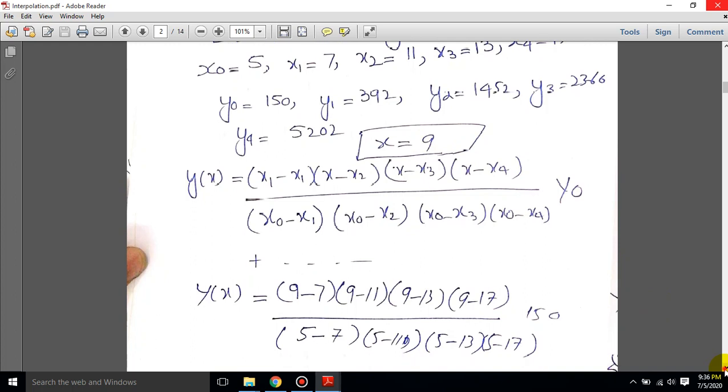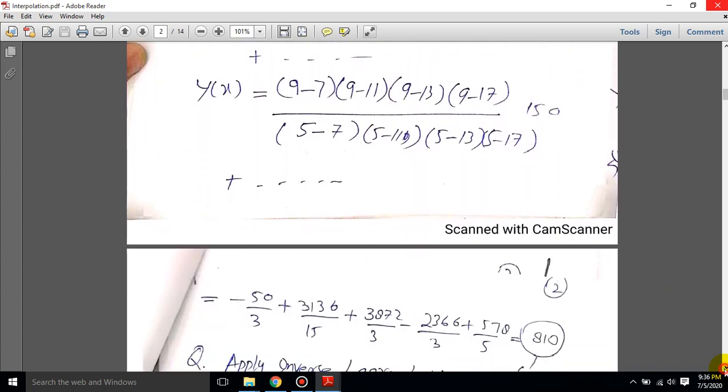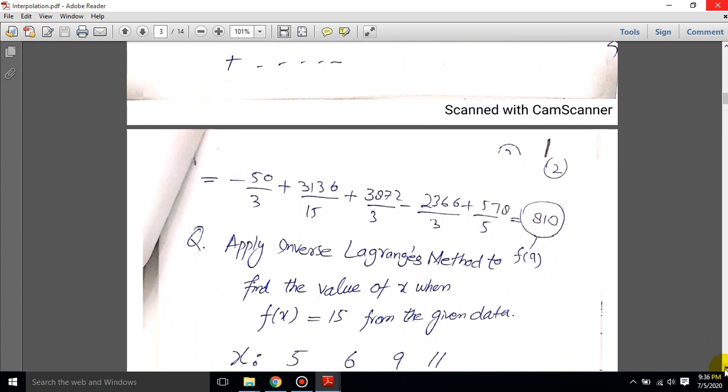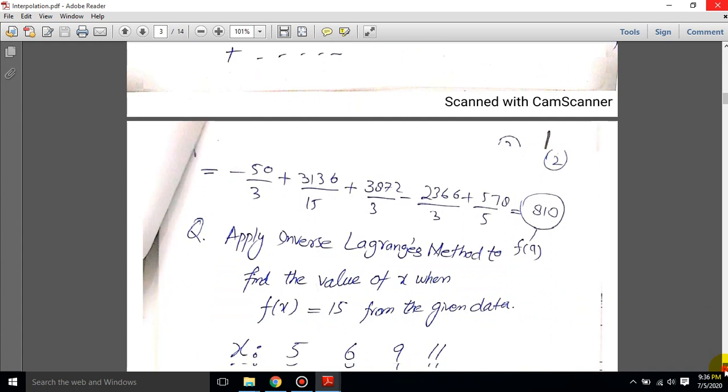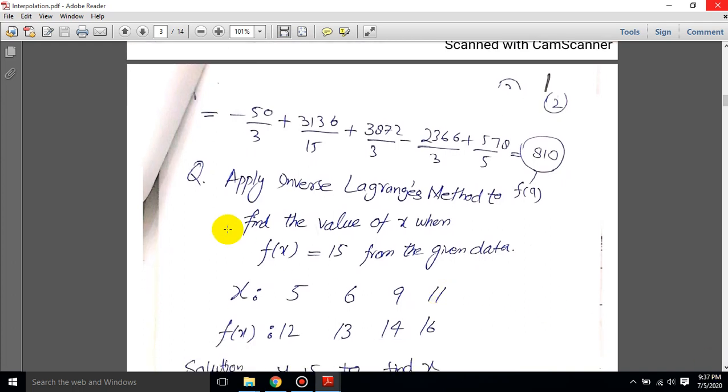Now as far as this interpolation, or Lagrange formula, is concerned, there is another way where we find the reciprocal of this. For example, we can define this in inverse form as well. I'm going to show you with an example here. Here you see that we're going to apply the inverse Lagrange method to find the value of x.